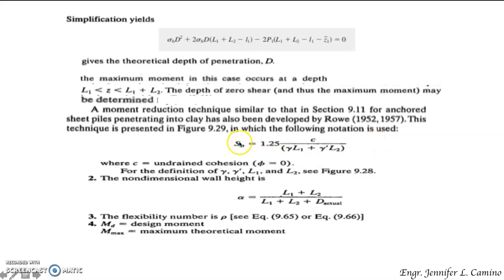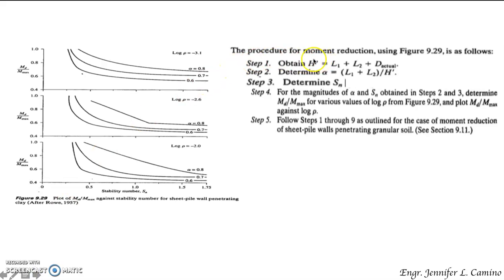You have to identify your stability number using this equation. And for the non-dimensional wall height, you have your alpha, which is equal to this equation. And you have to get the flexibility number, rho. And you have to identify your M_D, the design moment, and M_max, which is the maximum theoretical moment. So we have here the steps for the moment reduction using this figure 9.29.